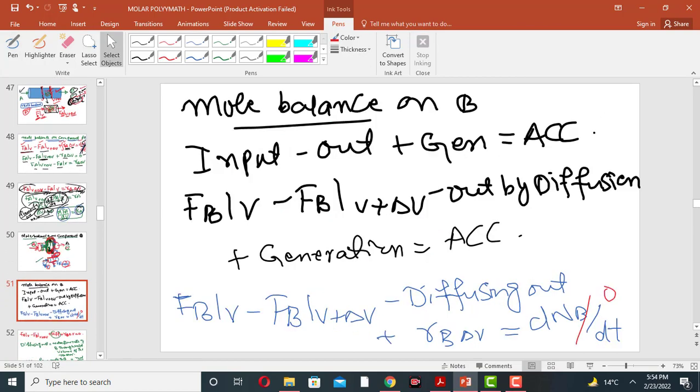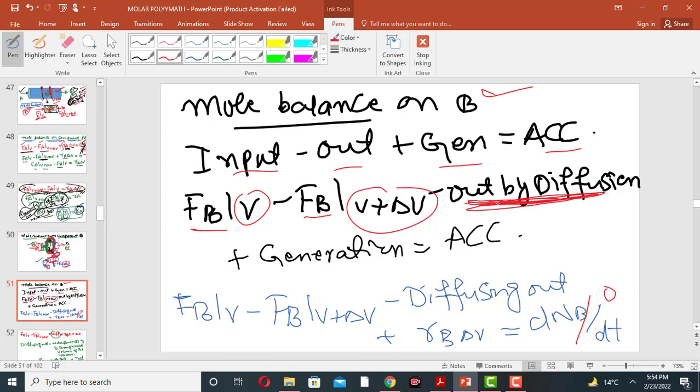So again, write the mole balance on component B: input minus output plus generation is equal to accumulation. B is entering at V position, B is leaving at V plus delta V position, but B is also leaving through the side of the membrane by diffusion. So B going out by diffusion, plus generation of B, which is RB into delta V, and accumulation. It's steady state, so the accumulation term will be 0.